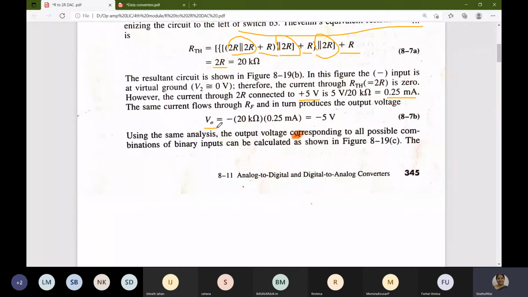So what will be the output? Output is nothing but the feedback resistor, that is 20 kilo ohm, into 0.25 milliamps. So it is 5 volts. Why this minus sign? Because the circuit is connected to the inverting terminal, so we'll get this minus. So when B3 is high as the digital input, we have got minus 5 volts as the analog output. Like that we can go for different combinations.